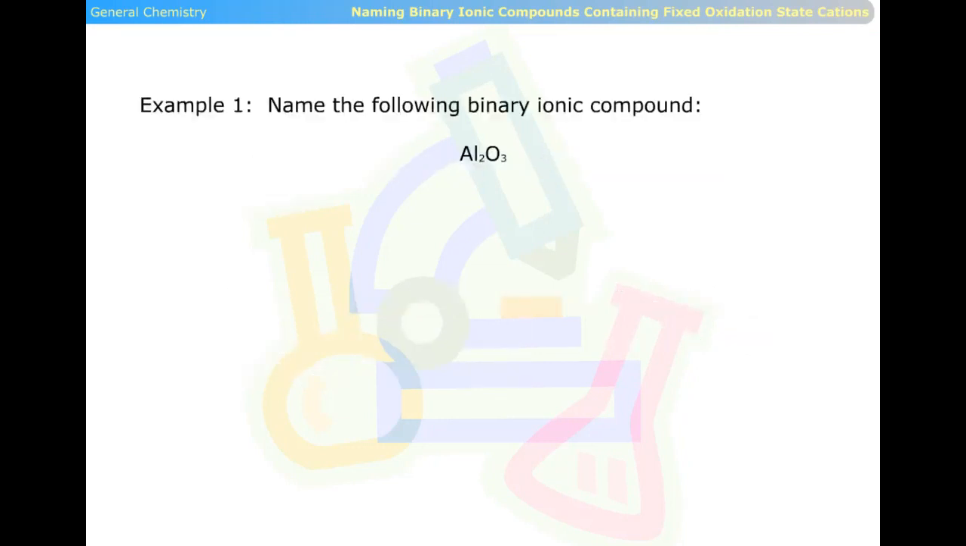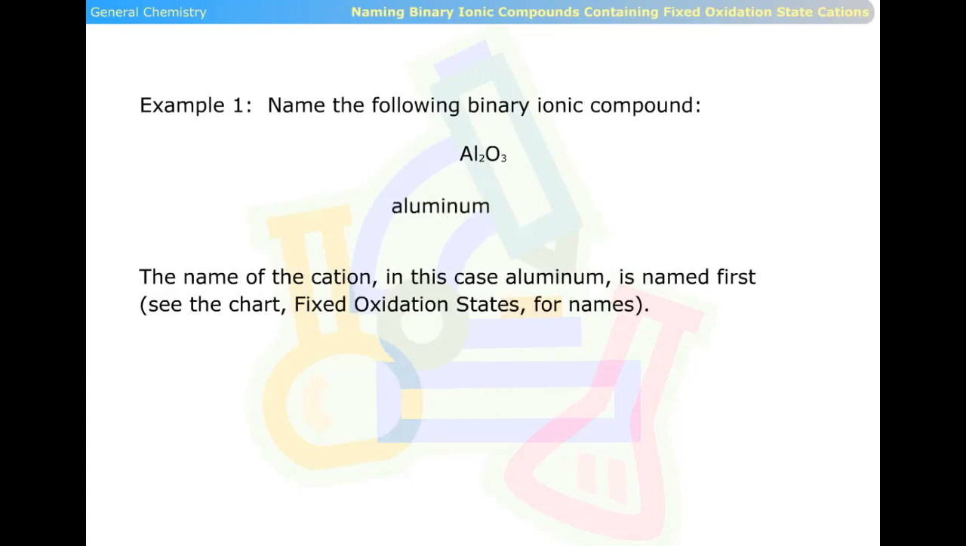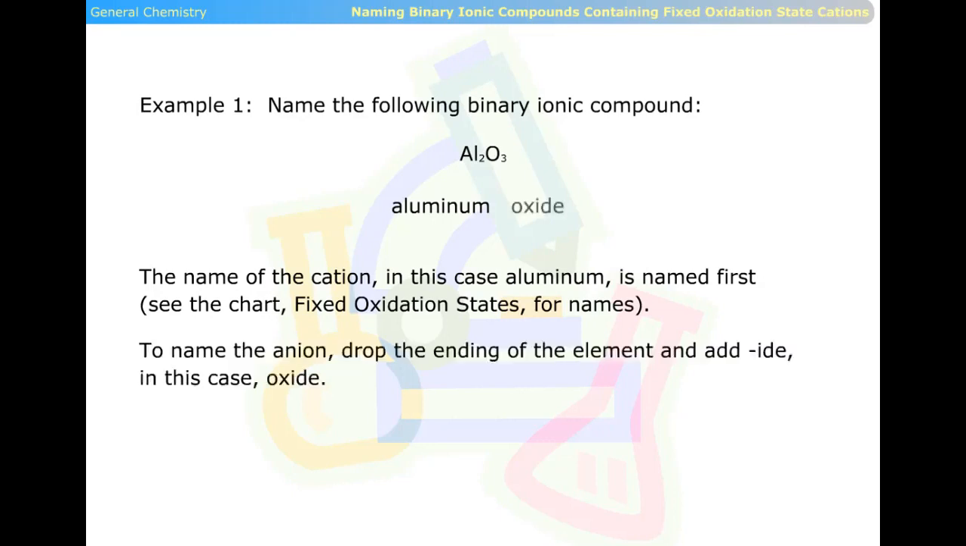Example 1. Name the following binary ionic compound. The name of the cation, in this case aluminum, is named first. To name the anion, drop the ending of the element and add "-ide", in this case oxide. The name is aluminum oxide.